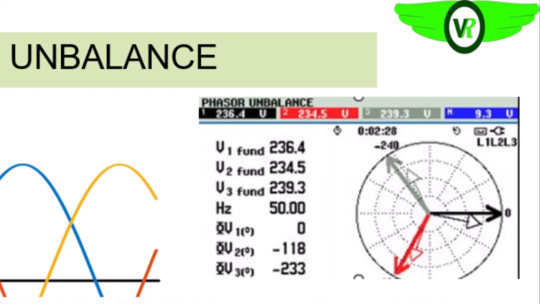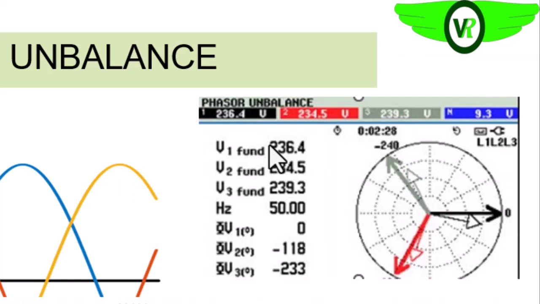Then look at the phase angle. If this is 0, this one is supposed to be 120. If you look at it, we are having 118, which means that it is out of phase by 2 degrees. Then the third, 120 plus 120, we are supposed to have 240, and here we are having 233. Which means that with this reading, we are having power quality issues.